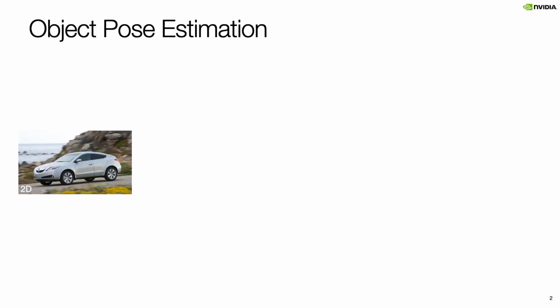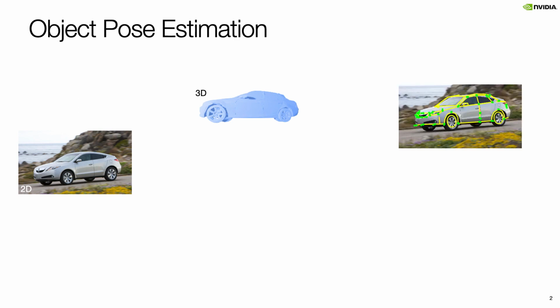In object pose estimation, we are given a 2D image depicting an object and also the 3D CAD model of this object. Our goal is to detect the object in this 2D image and also to estimate its 3D rotation and translation with respect to the camera. In object pose estimation, the famous two-stage pipeline works as follows.